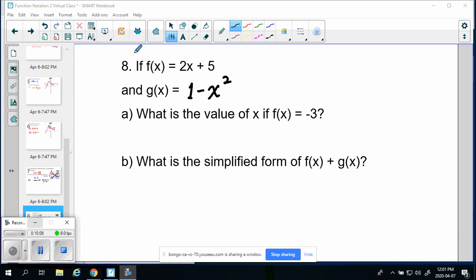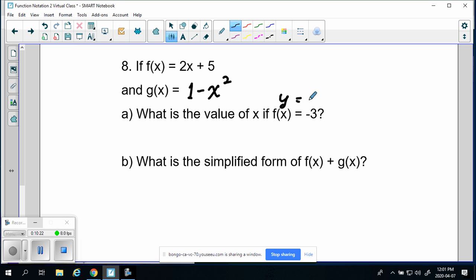Okay, so we are given two functions, one called f of x and one called g of x. In part A, we only care about f of x. It doesn't even address g of x. So f of x is equal to negative 3. So they've given us a y value here. Y is equal to negative 3. So we're going to go ahead and plug that into our equation. Negative 3 for f of x is equal to 2x plus 5.